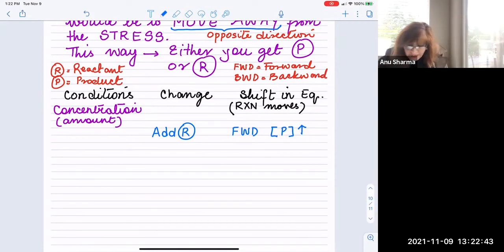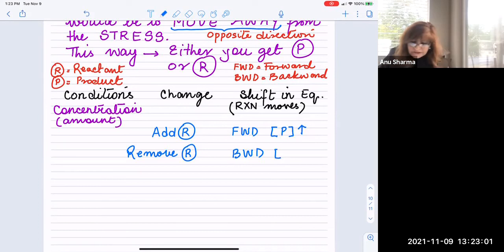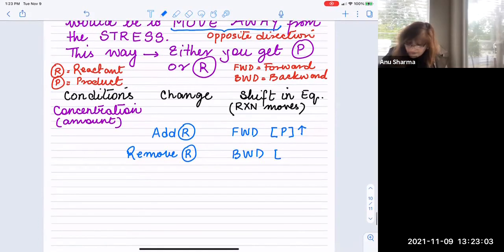That's what it means. Next is you remove the reactants. So less reactants now. So obviously you can't get the product. So the reaction is going to move backward, reverse. Okay. And when it's moving backwards, what is found more now? Now we removed the reactants, but more and more reactants will be formed. So the concentration of the reactants is going to increase.